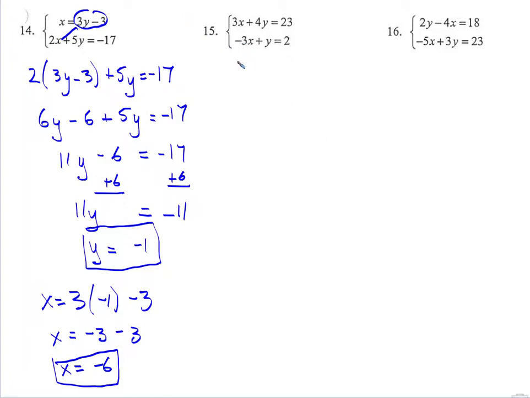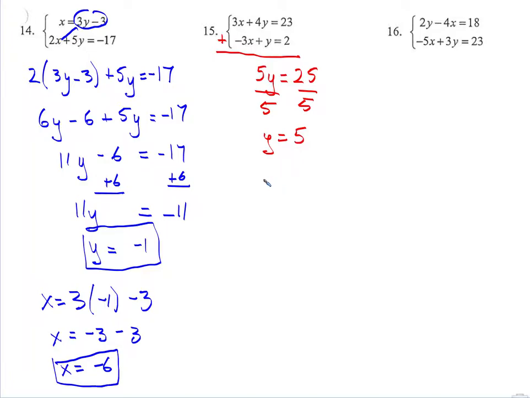15. This is one that definitely works with elimination. I can just go ahead and add these. 3x plus negative 3x is how many x? 0x. And then 4y plus y is equal to 5y. And 23 plus 2 is 25. Divide both sides by 5. And we get y is equal to 5.